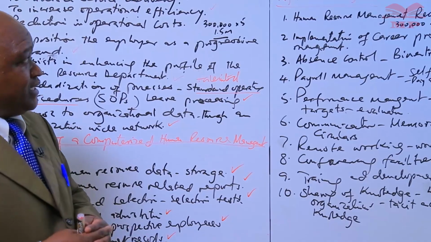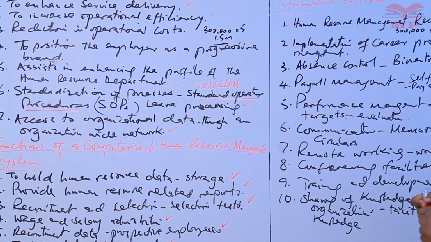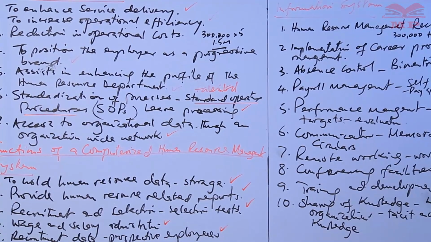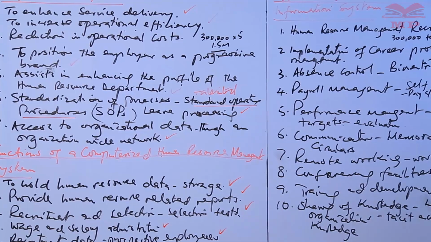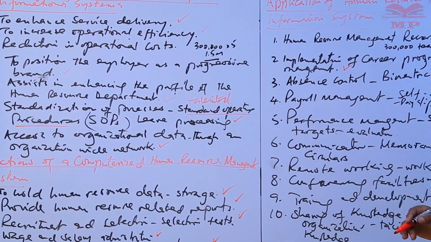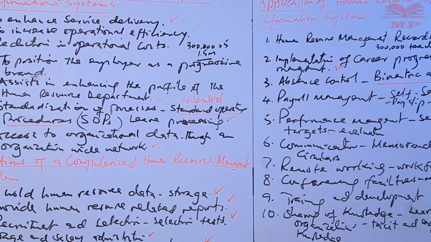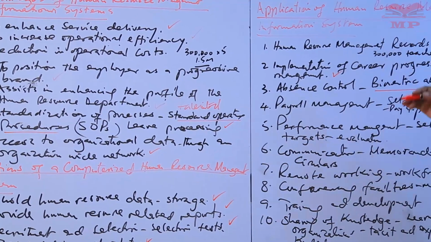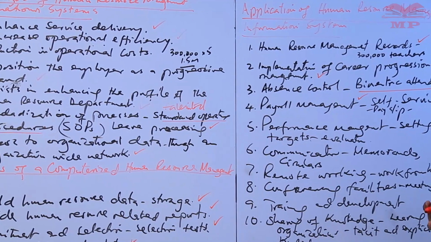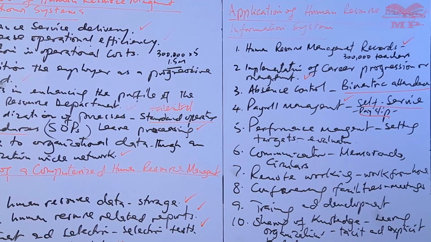human resource management information system can be applied, we indicated that 1, human resource management records can be kept within that particular system. Then 2, implementation of career progression or career management. Then 3, absence control, where you may have biometric attendance within the system. And then number 4, payroll management, where workers can also be able to have self-services in terms of payslip, among other details.